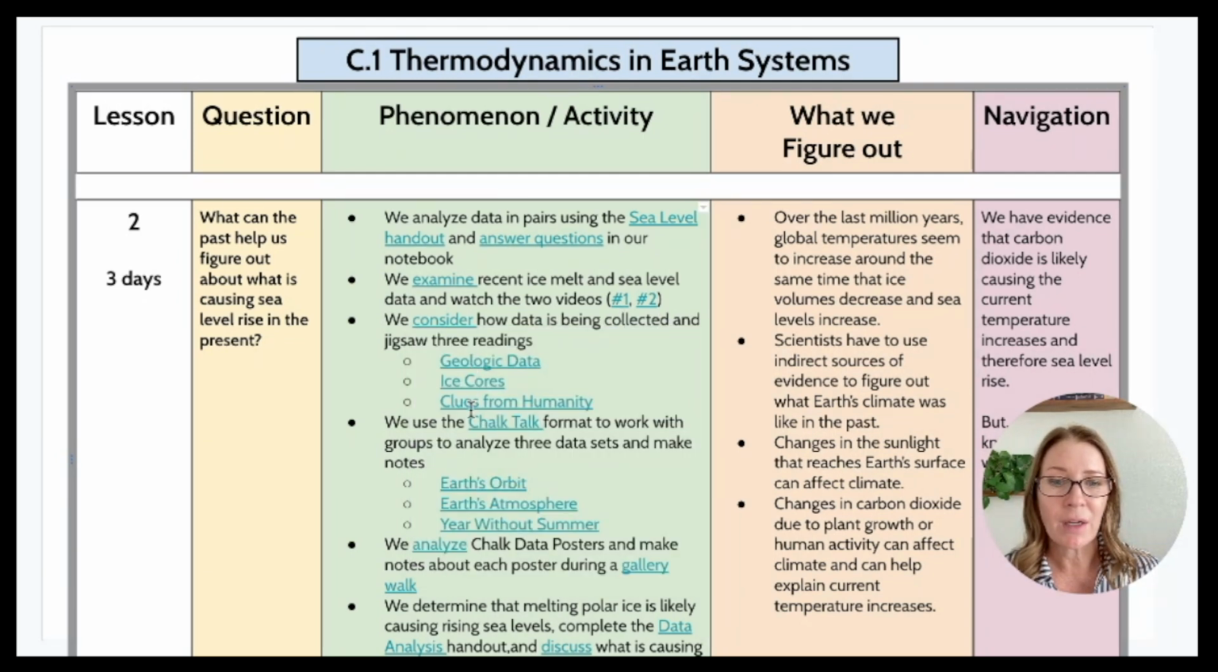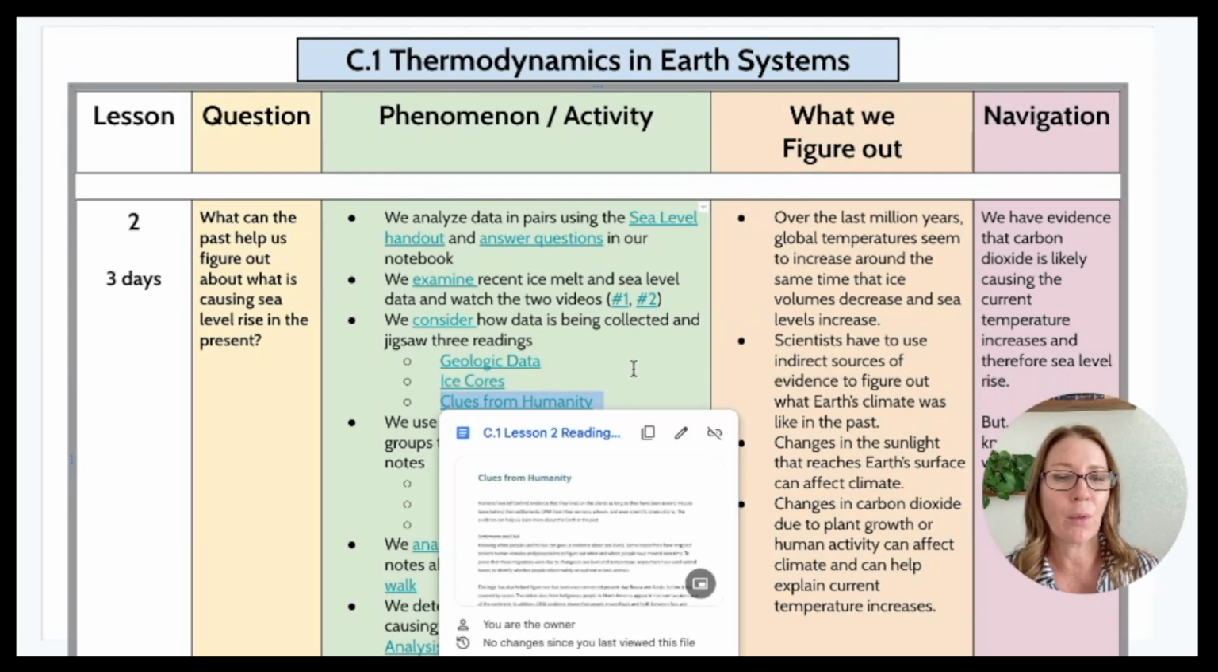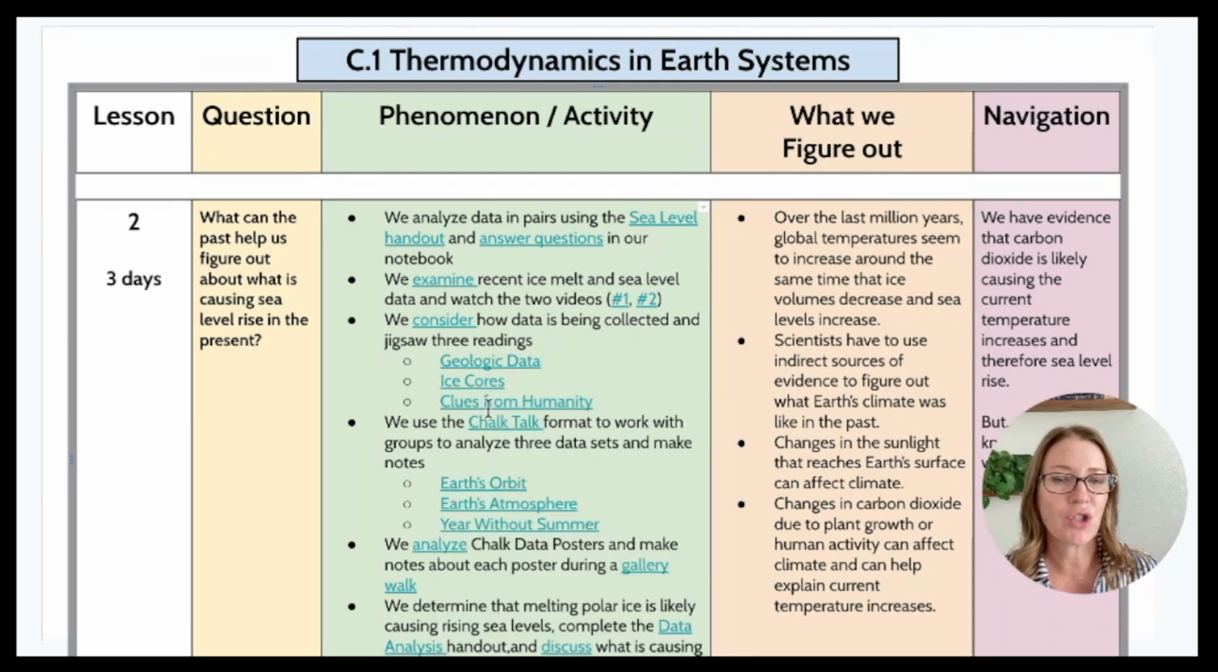These are the three different articles that they will read, and it's going to be jigsawed. Geologic data is about looking at the rocks and any evidence we find in rocks. Ice cores are taking a core of ice out and having scientists study what's at each level in the ice core. And clues from humanity are basically how we have evidence of past cultures, with writings on the wall or petroglyphs, that show clues that things have changed over time, from ice ages to non-ice ages.